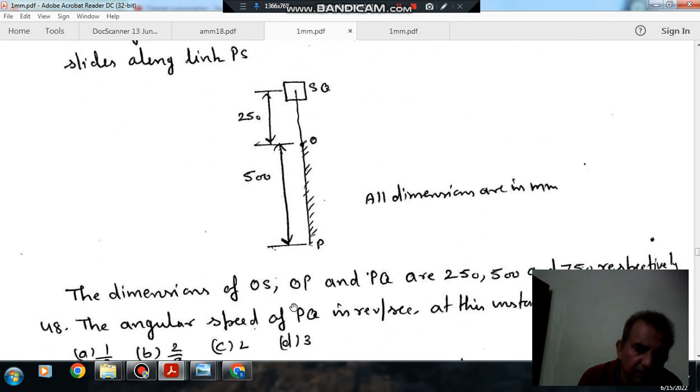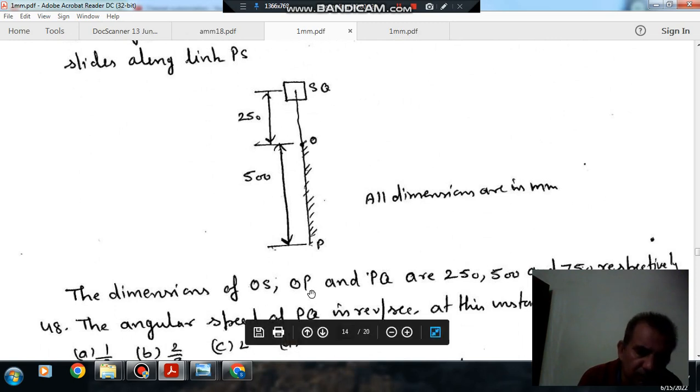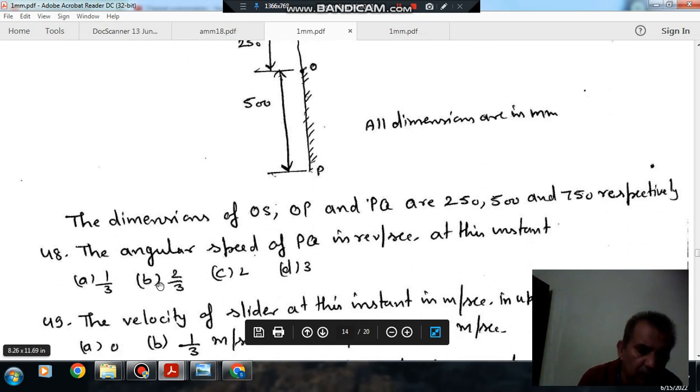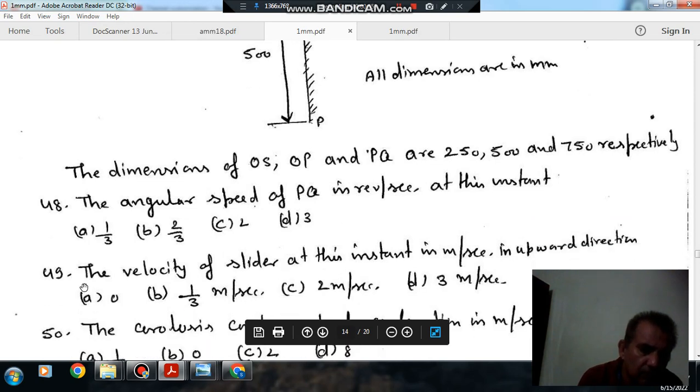All dimensions are in mm. The dimensions of OS, OP and PQ are 250, 500 and 750 respectively. Question number 48. The angular speed of PQ in revolution per second at this instant. Option A 1 by 3, option B 2 by 3, option C 2 and option D 3.